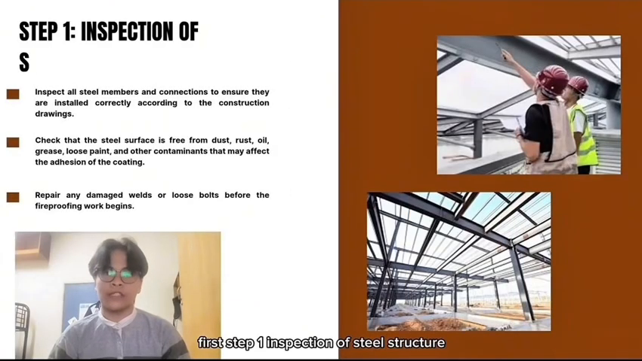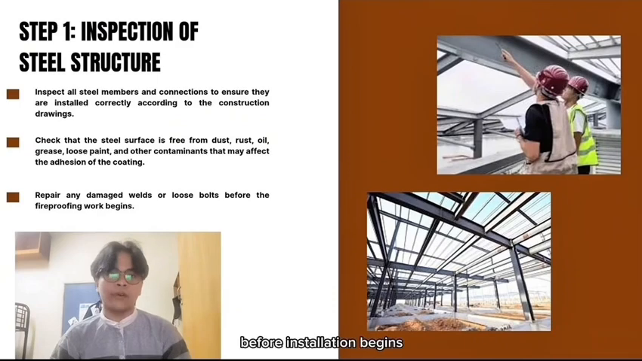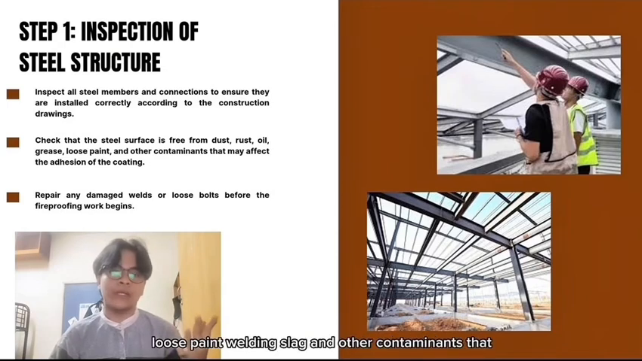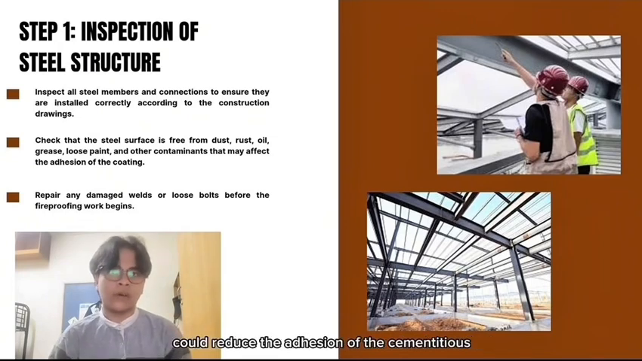First, step 1. Inspection of steel structure. Before installation begins, all steel members and steel connections are inspected to ensure they are properly erected according to the approved structural drawings. The inspection also checks whether the steel surfaces are free from oil, grease, dust, rust, loose paint, welding slag, and other contaminants that could reduce the adhesion of the cementitious spray coating. Any damaged or defective steel components must be repaired before the fireproofing works begin.